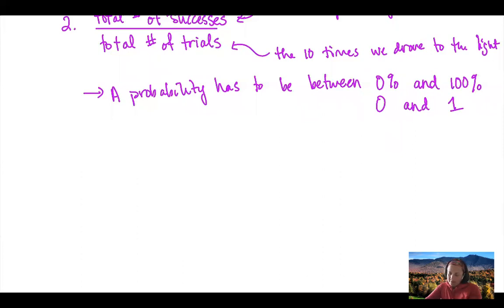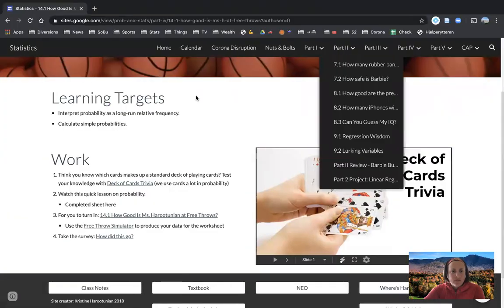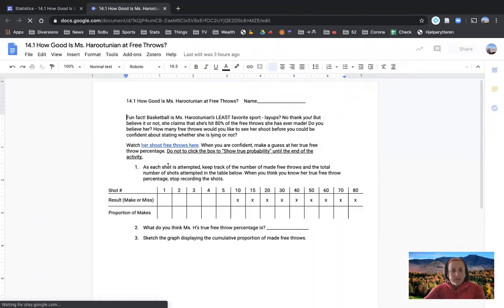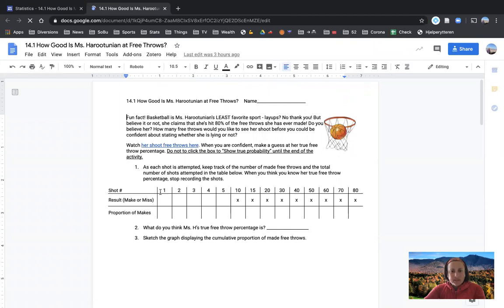And that, I think, is enough for the big ideas. So for your classwork, what you're going to be doing is looking at how good I am at free throws. So you kind of have a similar situation. You're going to look at me taking one shot at a basketball hoop, then the second shot, third shot, fourth shot, fifth shot, all the way up to the 80th shot.